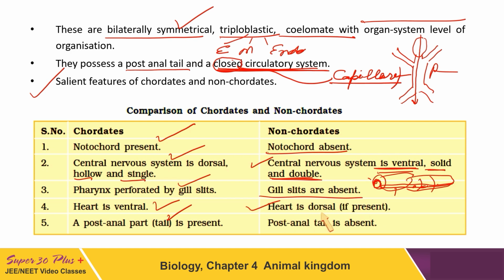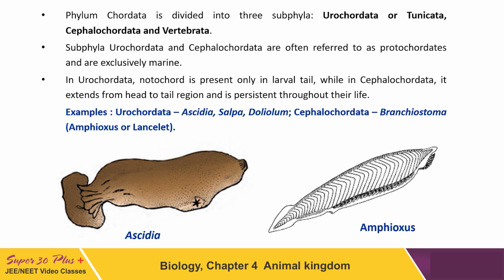Heart is dorsal. And surprising one, interesting one: heart is present in non-chordates also. You know, earthworm is having hearts. The cockroach is also having hearts. Not only one, many more than one. We have only one heart, but the earthworm is having 4 pairs of heart. Even the cockroach is having many more hearts. You have to remember in time to come. Post-anal tail is absent in case of non-chordates. Is it clear? Come to the next now.